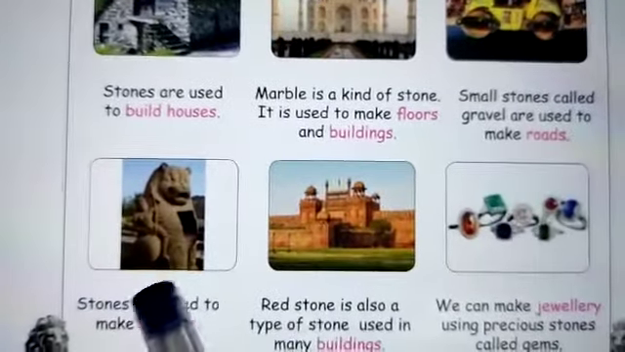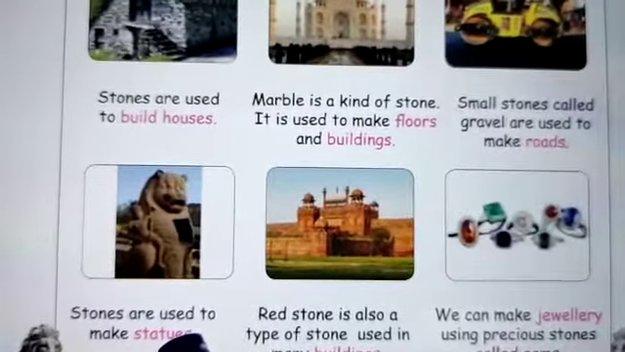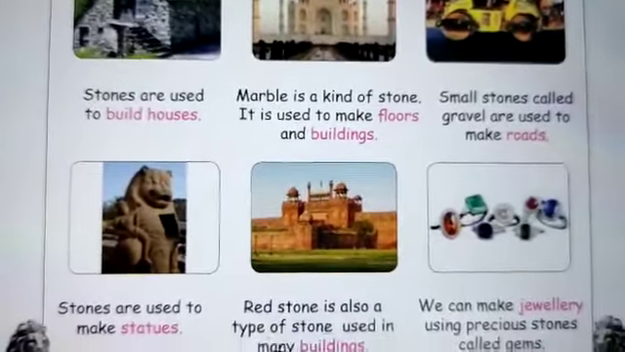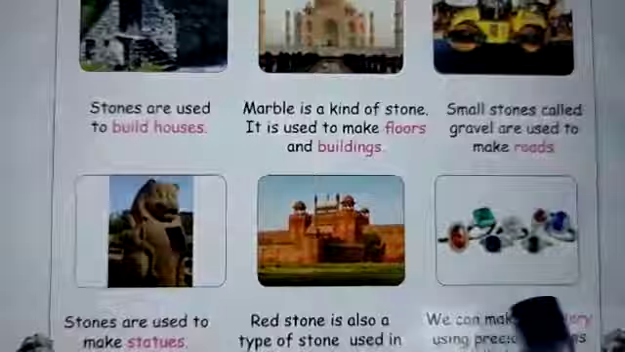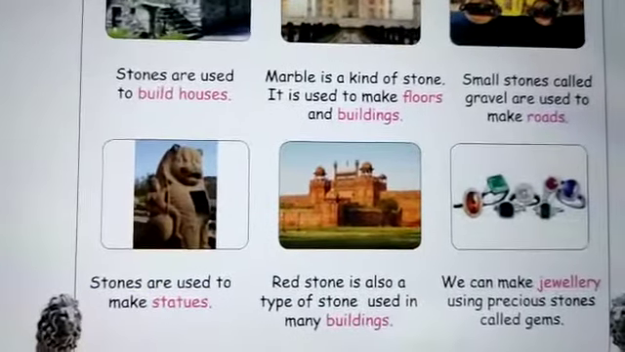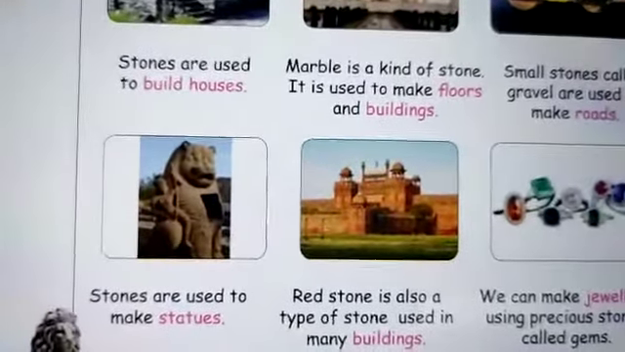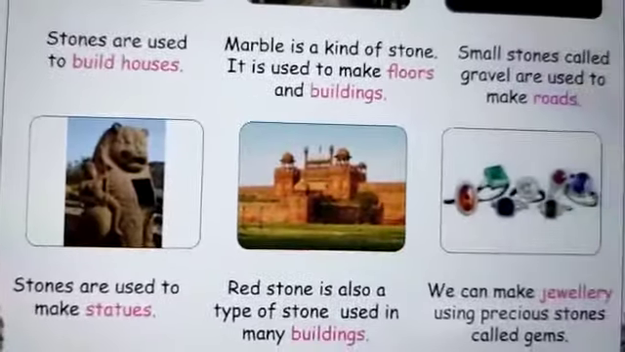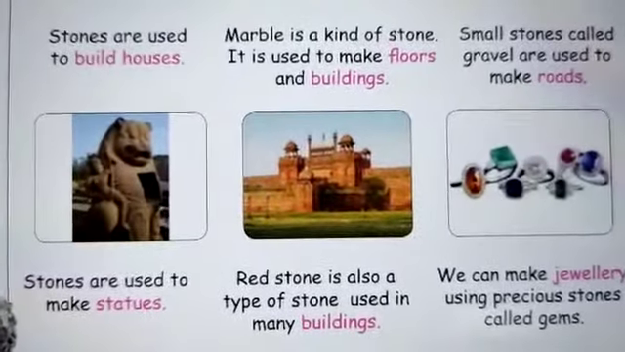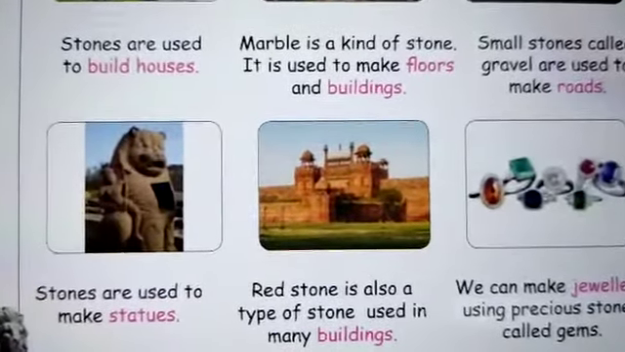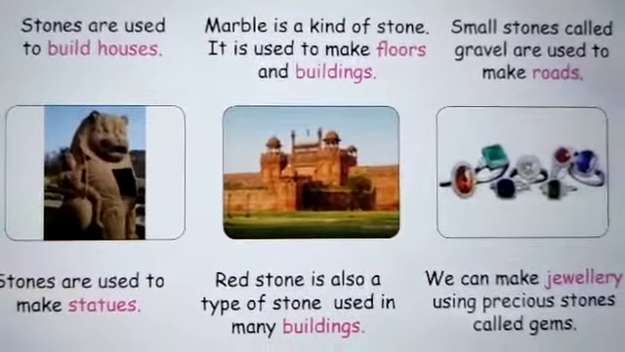The next is stones are used to make statues. See, these type of statues are made using stones. Redstone is also a type of stone used in many buildings. We can make jewelry using precious stones called gems. You use rings, no? Color gems. Rings that are all made with precious stones. Example, you might have seen emerald, diamond. These are some of the examples of precious stones.